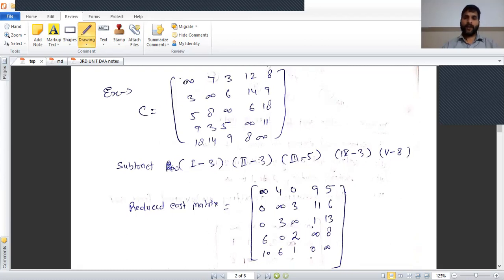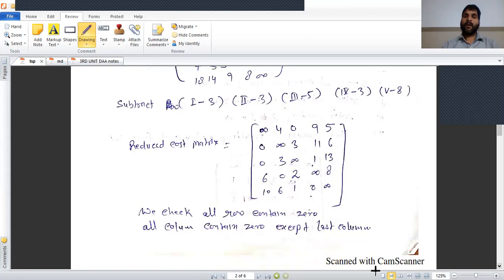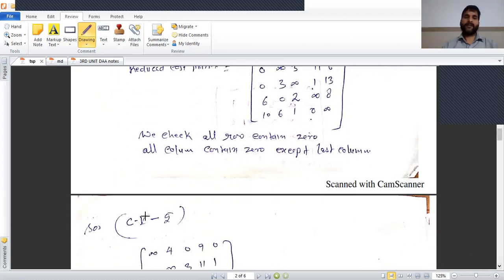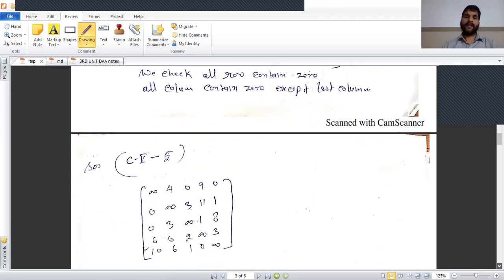Now again we check: all rows contain 0 and all columns contain 0 except the last column. The first column contains 0, the second column contains 0, the third column contains 0, the fourth column contains 0, but the last column, the fifth column, does not contain 0. So we subtract 5 from the last column. So we find the reduced matrix this way.